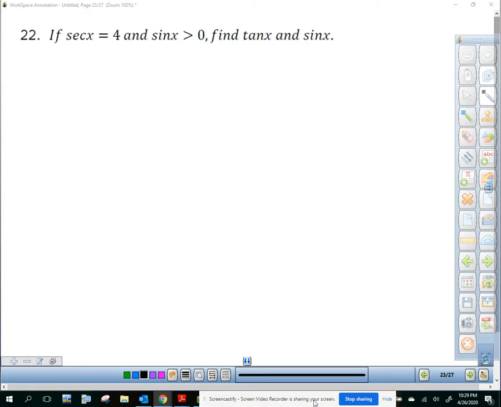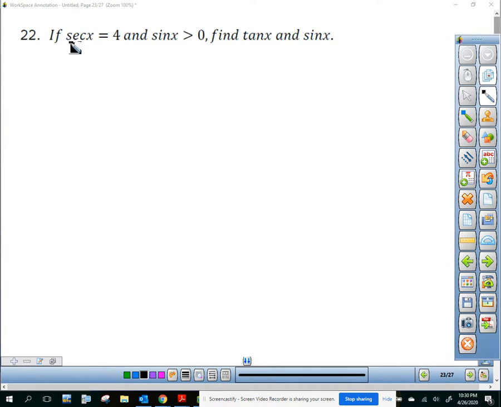All right, here on 22, we're given secant of x is 4 and sine of x is greater than 0. We want to find tangent and sine of x. Okay, so just like in the previous problem, you've got a couple of strategies for doing this. We're going to use our identities.